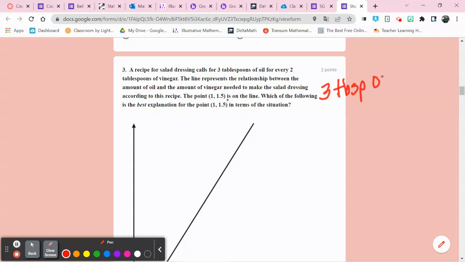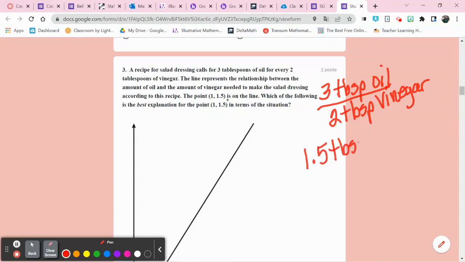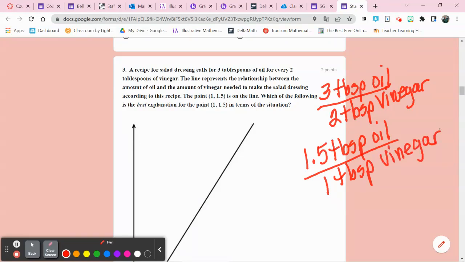tablespoons of oil over 2 tablespoons of vinegar. We divided, and we got 1.5 tablespoons of oil for every 1 tablespoon of vinegar. That's your situation. That's what answer we're looking for. For every 1.5 tablespoons of oil, we need 1 tablespoon of vinegar. So let's go find it.